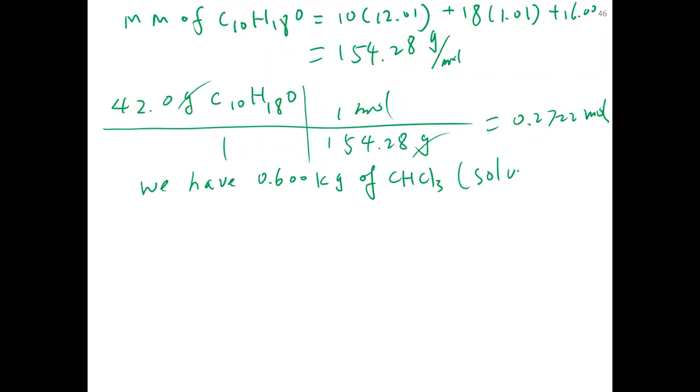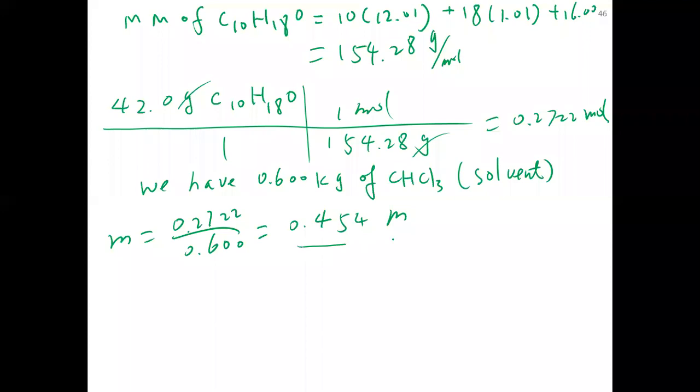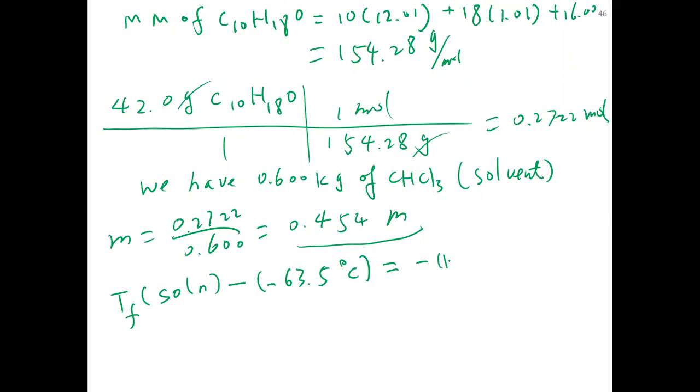The question tells you we have 0.600 kg of CHCl3, I put it in parentheses, so this is our solvent. Now calculating the little m is trivial. You just take 0.2722 divided by 0.600, so 0.454 little m. Now we are ready to put this back into our equation from the last slide. The Tf of the solution, I use the abbreviation soln, minus negative 63.5 degrees Celsius equals negative 1. This 1 is our Van't Hoff factor i. And then Kf is the constant 4.68 degrees Celsius per little m, and we just found our little m is 0.454.